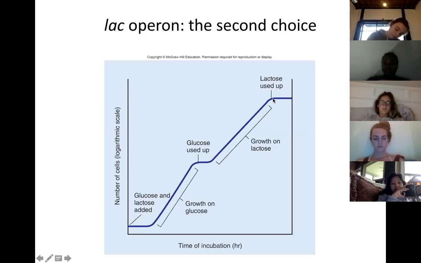Lactose is used up. This would then be a stationary phase. We'd enter that death phase, that exponential decline that's relatively brief. And then we'd go into our prolonged decline. Elena, can you remind me what happens in a prolonged decline?